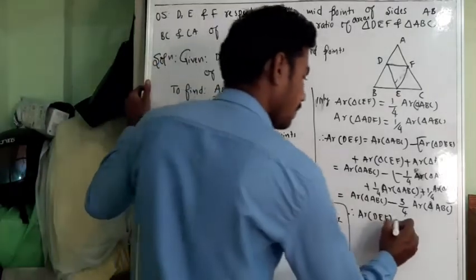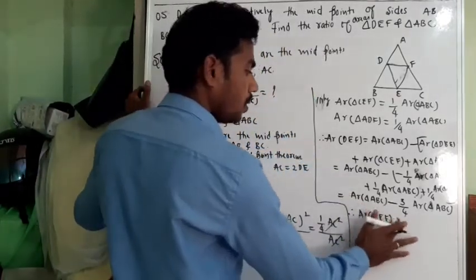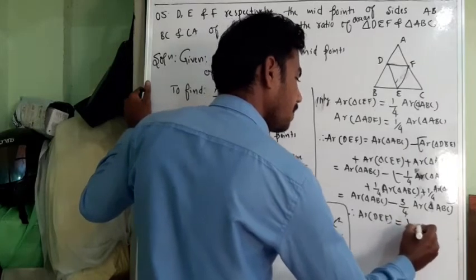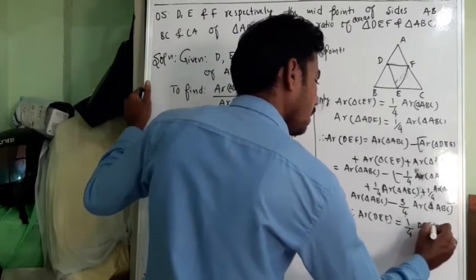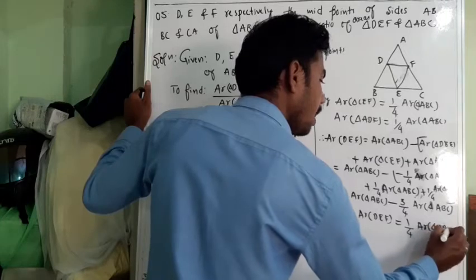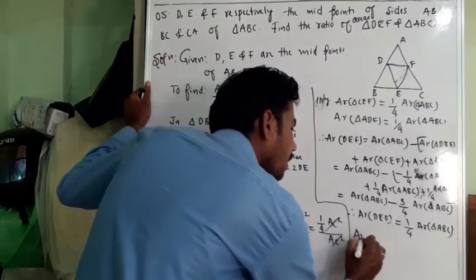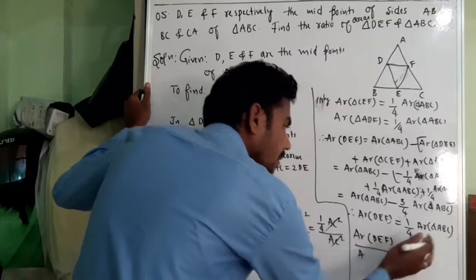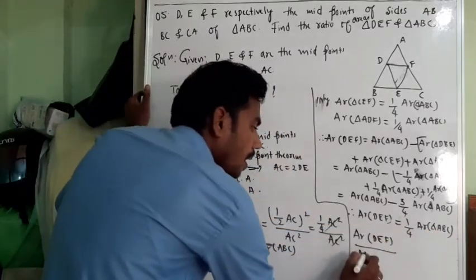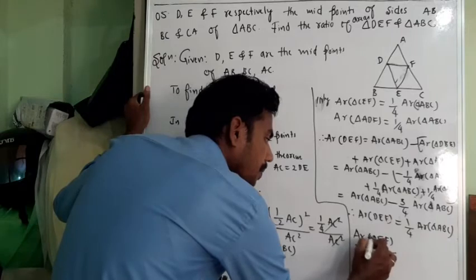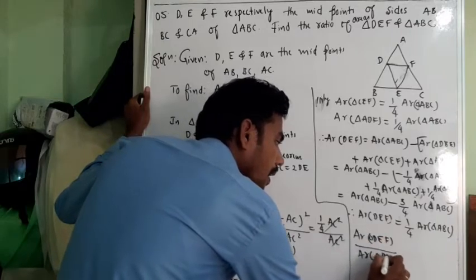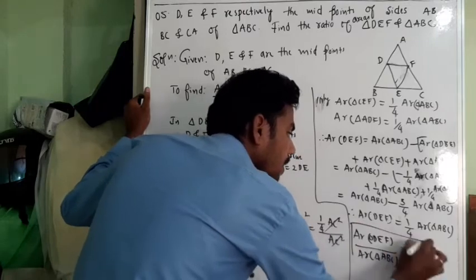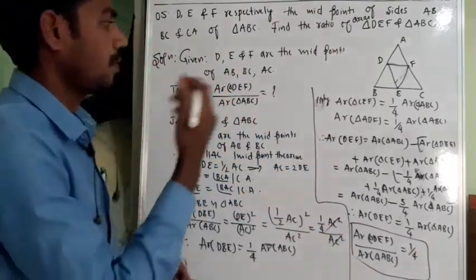Okay. Therefore, area of triangle DEF is equal to 1 minus 3/4, that is 1/4, area of triangle ABC. Or else, I will bring it to the denominator: area of triangle DEF divided by area of triangle ABC is equal to 1 by 4. So this is the required ratio. Please note this down.